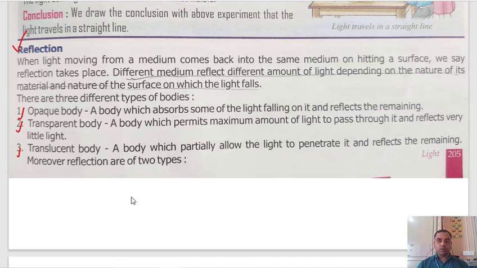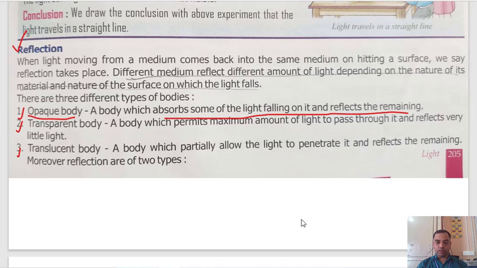On the other hand, suppose your window has glass. Through the glass, you are able to see what is present outside, because it may be a transparent body or it may be a translucent body, depending upon which type of glass you are using on your window. Now your specs. Through your specs, you are able to see things. It is a completely transparent body.